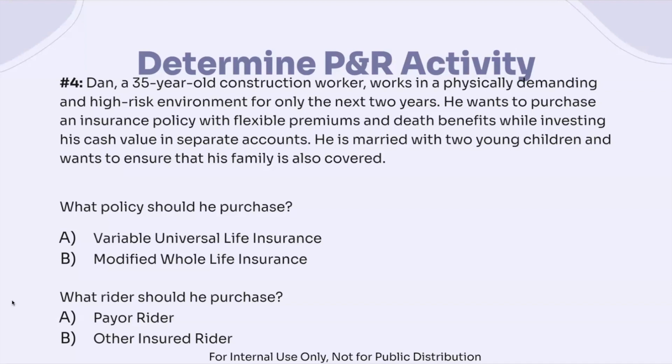Okay, so for this one here, the appropriate policy would be the variable universal life. We know that he wants an insurance policy with flexible premiums and death benefit, and investing in separate cash values, so that would correspond to the variable part. And the rider would be this other insured rider, because he also wants to ensure that his family is also covered. Okay. All right.